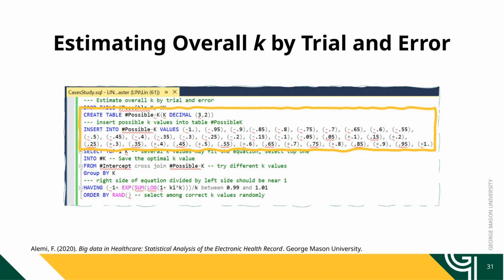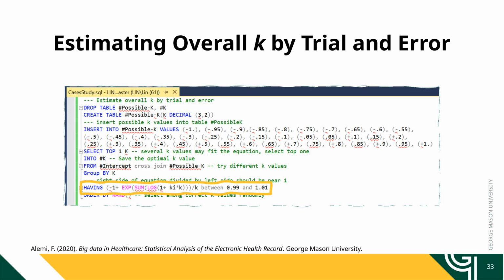Create a new table to hold possible k values for testing. Then insert a range of potential k values into the possible k table, covering negative and positive values. This command attempts to find the optimal k value based on calculations done on the previously stored intercept data. This condition checks if the computed value is close to 1, ensuring that the selected k yields a valid statistical model. Randomly select among the fitting k values, which can help in scenarios where multiple values fit the criteria equally well.